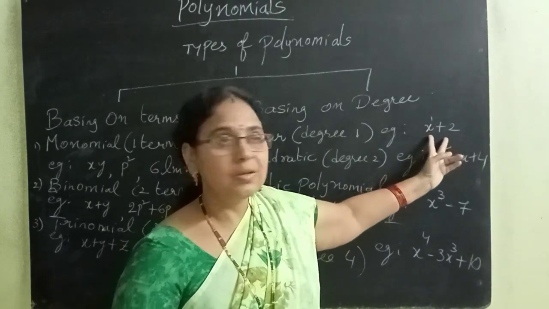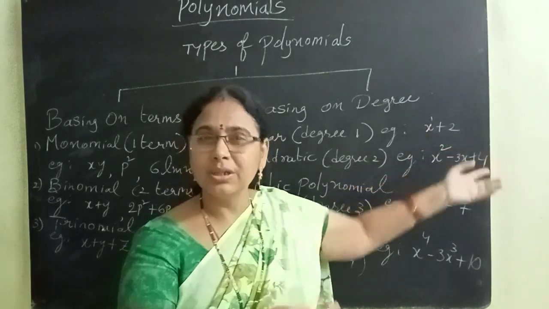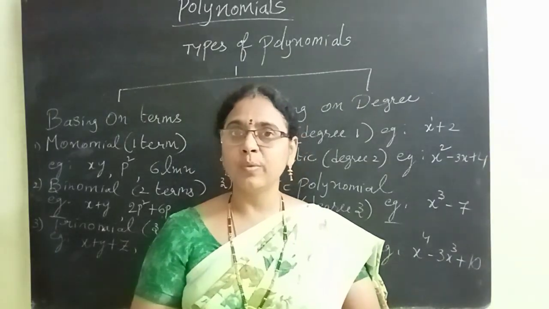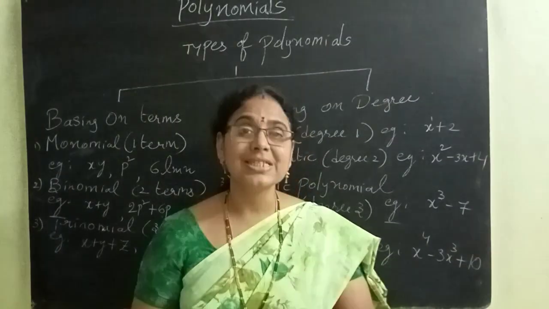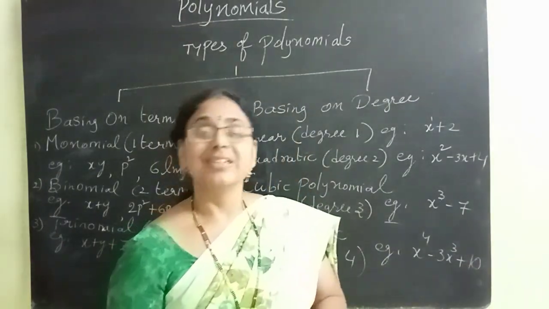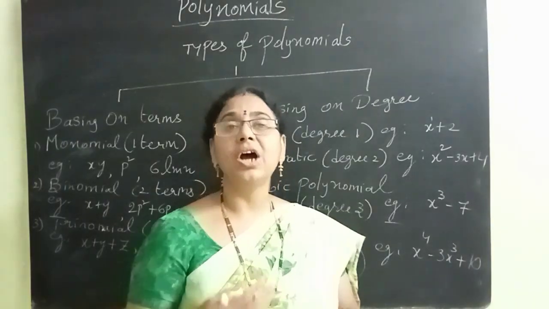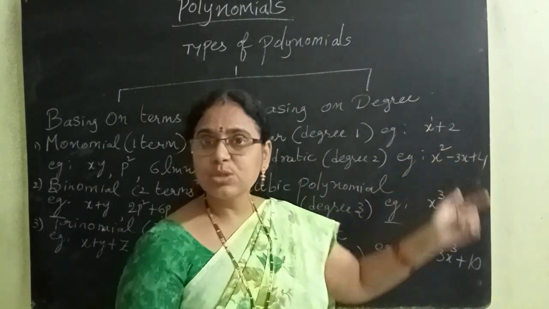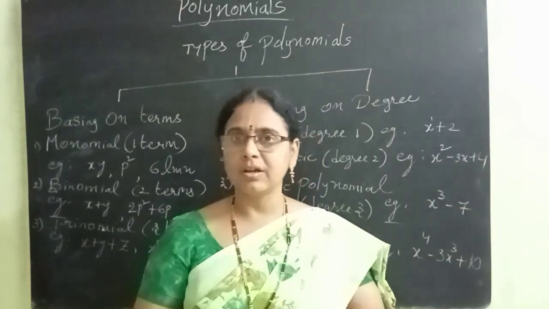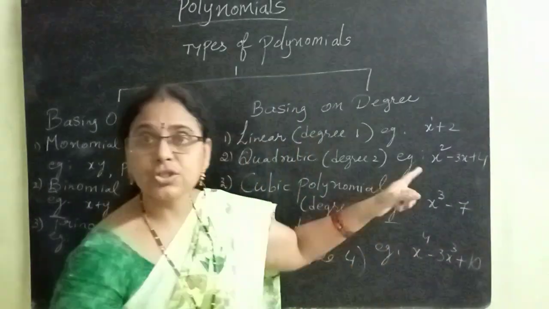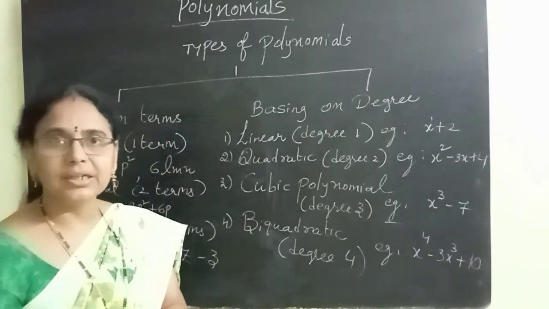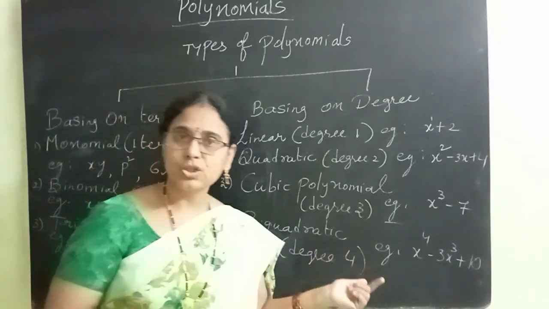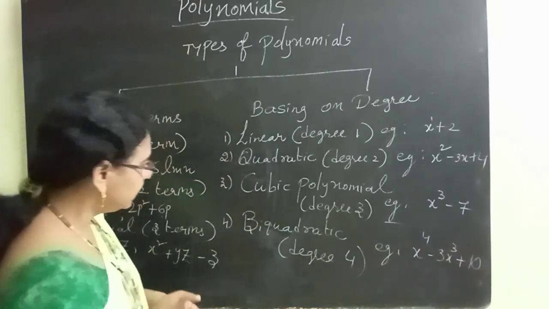Come to basing on term: yeah, here we have two terms. So we can conclude that it is a binomial. But if his question is, is it a linear polynomial? Is it a quadratic polynomial? Then you have to check it. What is the degree of this polynomial? Degree is 1, so it is a linear polynomial. Degree is 2, so it is a quadratic polynomial. Degree is 3, so it is a cubic polynomial. Degree is 4.